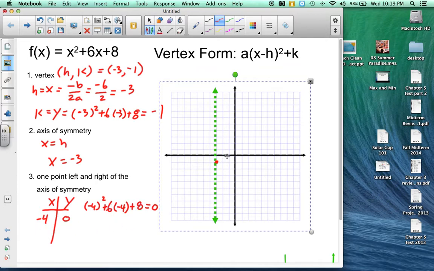Now, we're going to do 1 to the right of negative 3 because we want 1 to the left, 1 to the right. Well, then 1 to the right is negative 2, so we're going to do it again. Negative 2 squared plus 6 times negative 2 plus 8, and that's equal to 0 again if you plug it into the calculator. Well, there's my 2 points. And last but not least, what's the y-intercept? If x is 0, we know that's 0 and that's 0. That gives us 8.